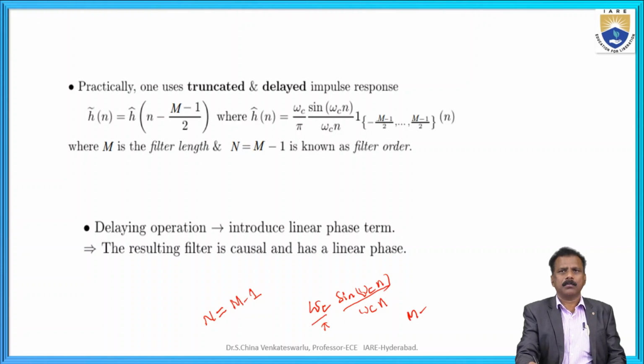If M is equal to 10, how do we calculate it? The order of the filter is equal to 10 minus 1, which means the order of the filter is 9 only. Like this, you analyze the order of the filter, or filter order. With this delaying operation, we introduce the linear phase term. The resulting filter is causal and has a linear phase.